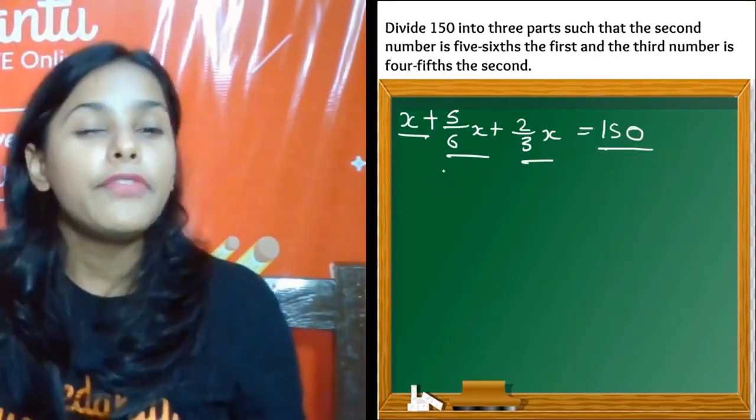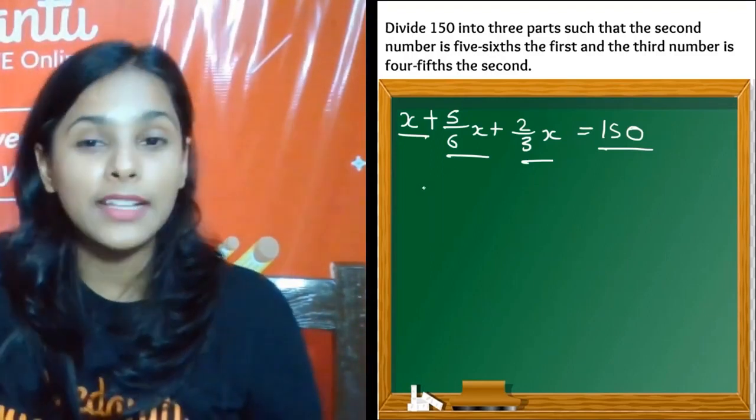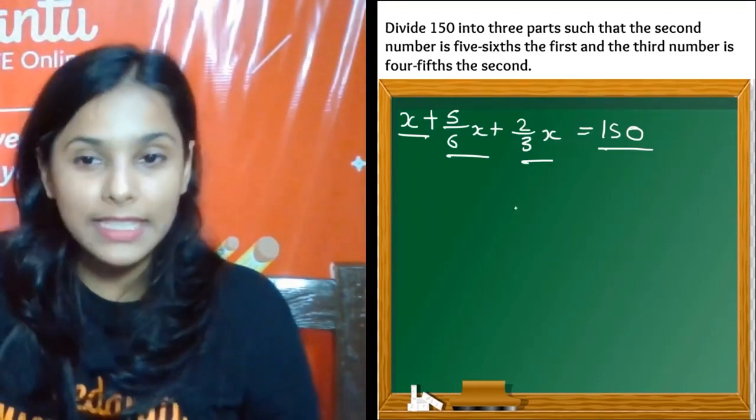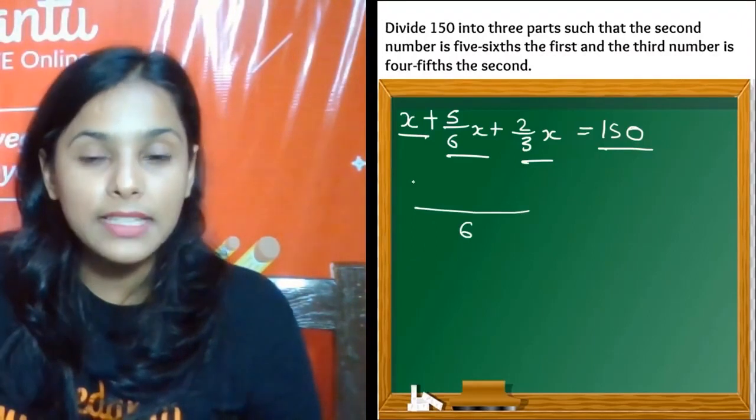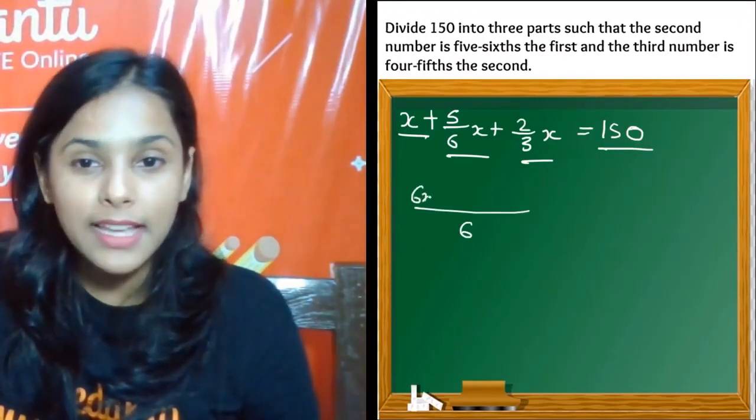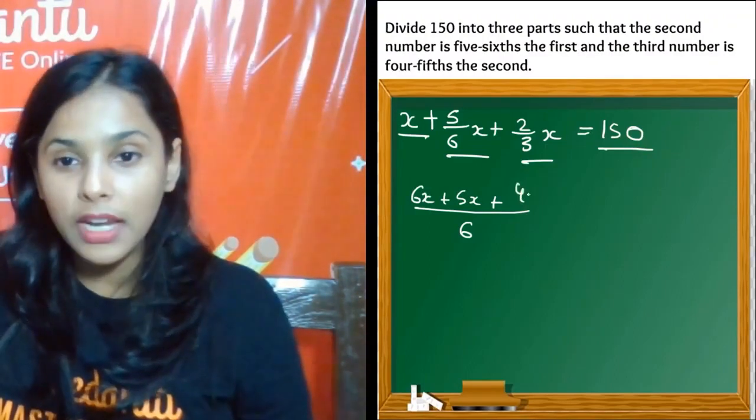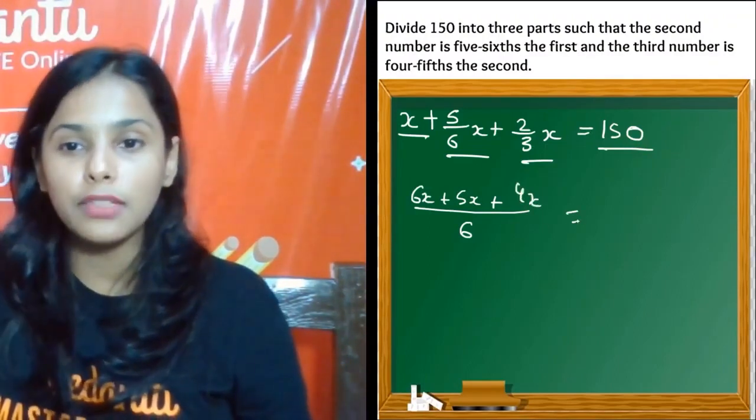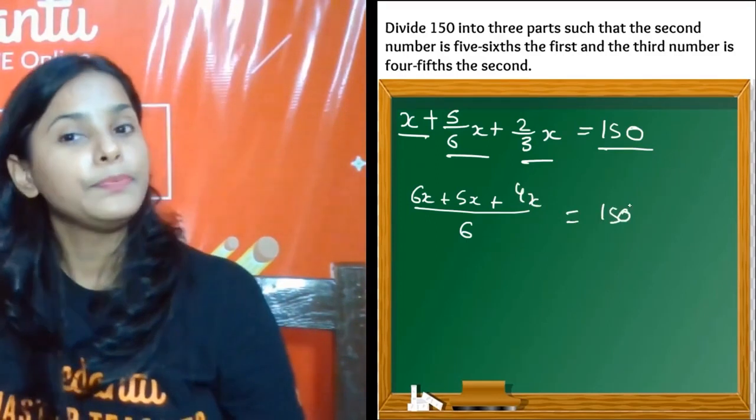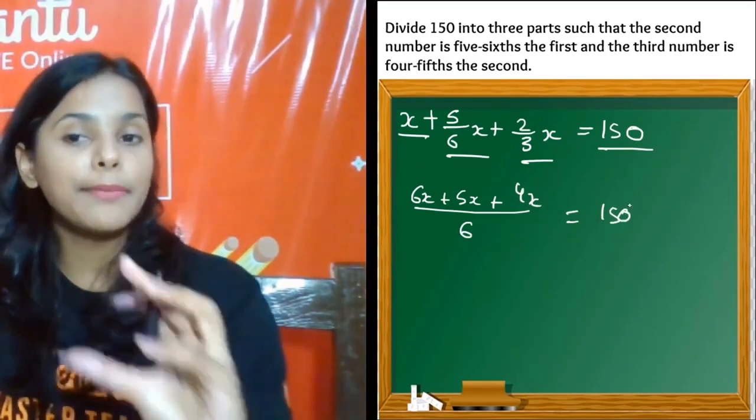ठीक है, अब फटाफट से इसको आप एलसीएम निकालो. एलसीएम हो गया आपका 6. तो इधर आ गया 6x प्लस 5x प्लस इधर आ गया 4x. 2 into 2 is 4, that is 4x is equal to 150. अब इधर इतना आपका हो चुका है.